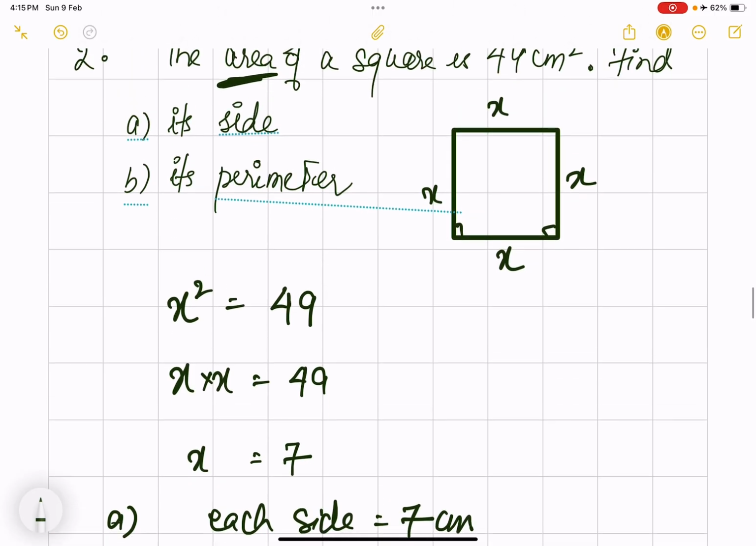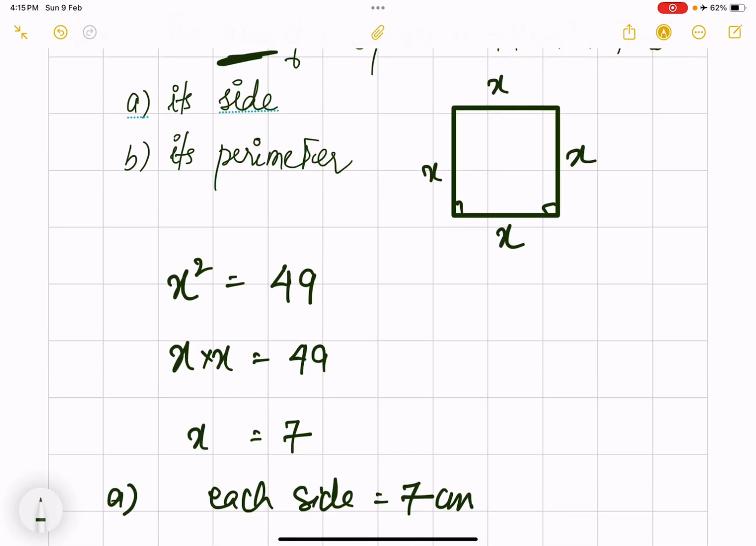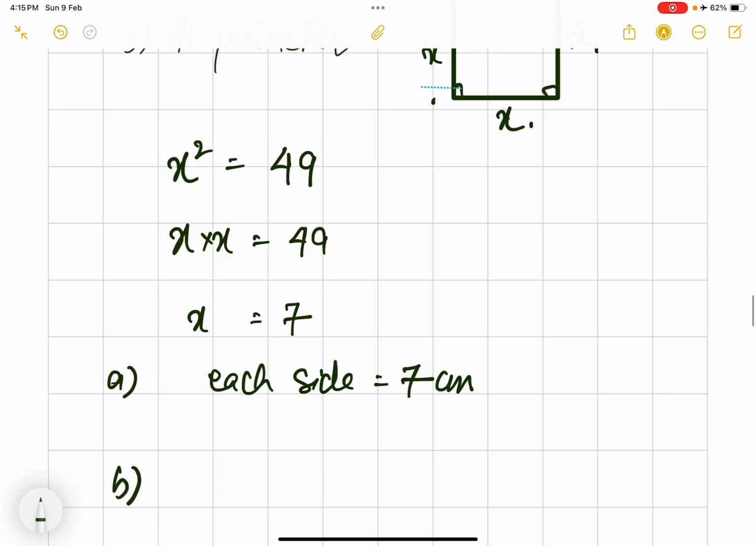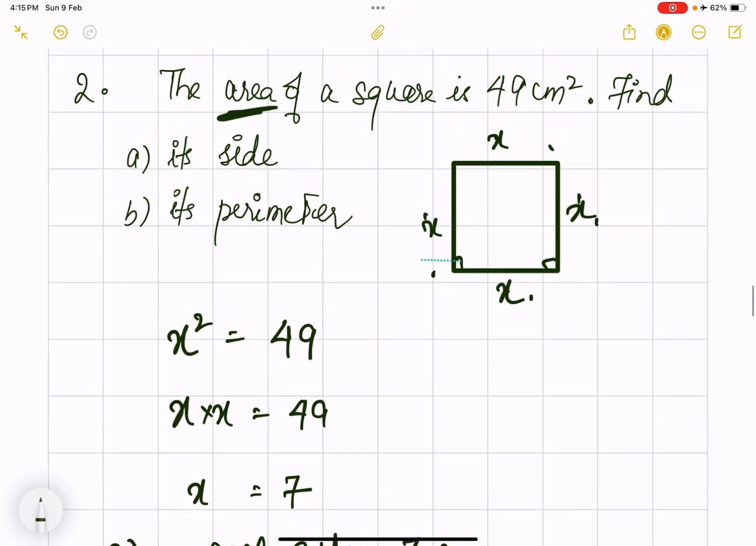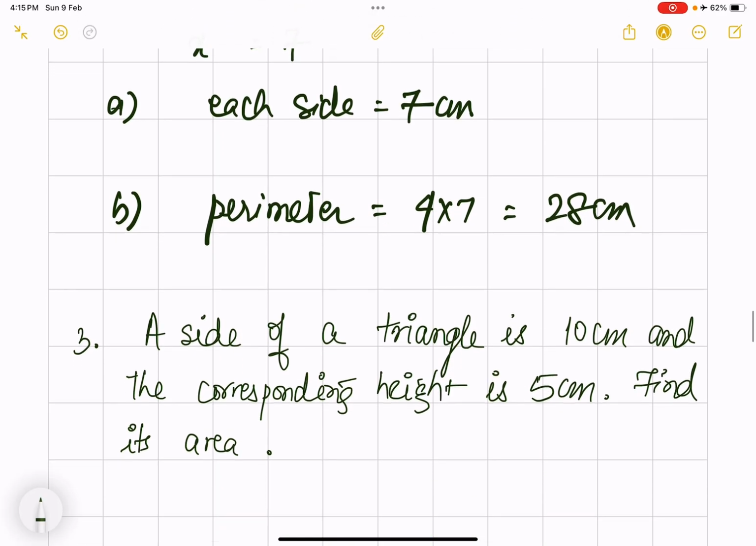Next is find its perimeter. So 7 will add to itself 4 times, x, x, x, x. So it will become 7 plus 7 plus 7 plus 7. The B part is perimeter. That is 4 times 7, 28 centimeter. I hope it's easy to understand.